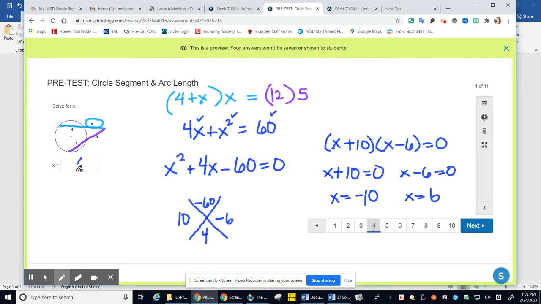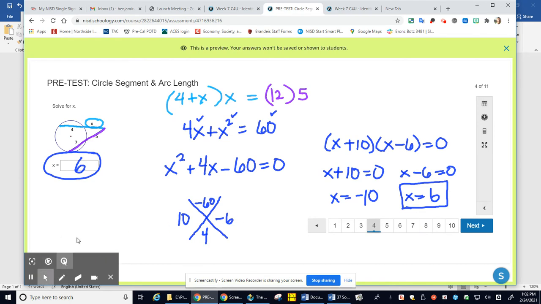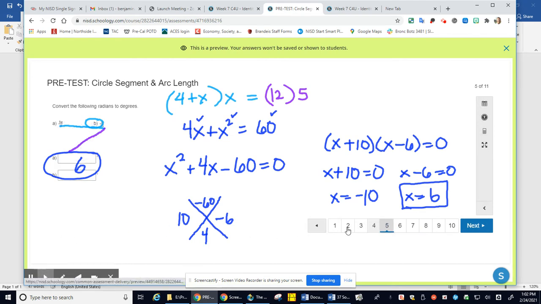Okay, hopefully you know we can't ever have a negative length in geometry. So positive 6 is our only solution to this problem. Let's see what else we have.